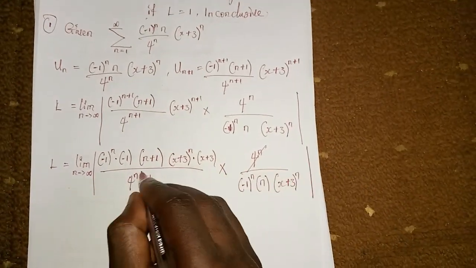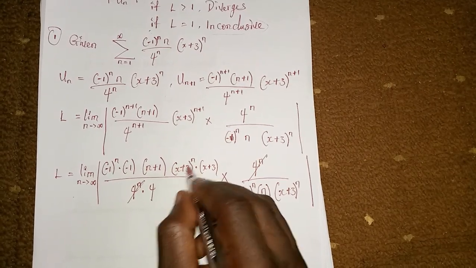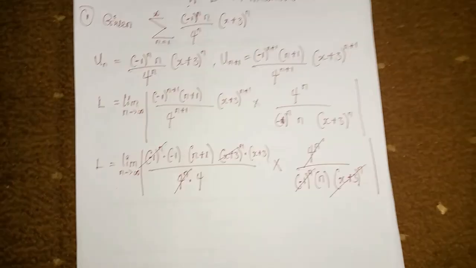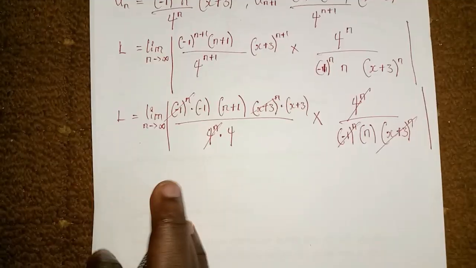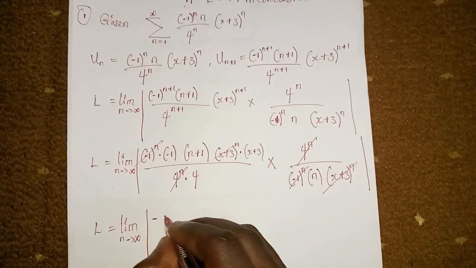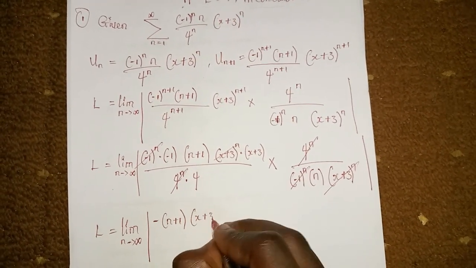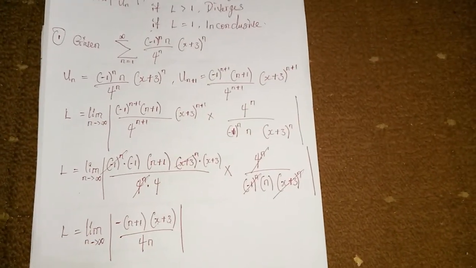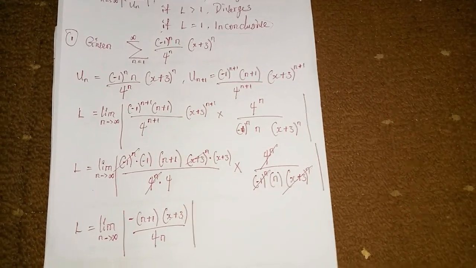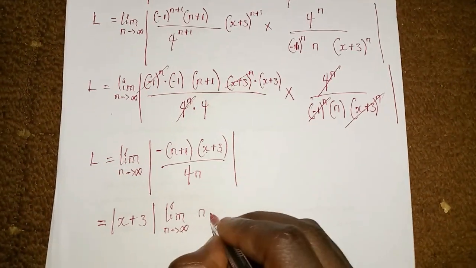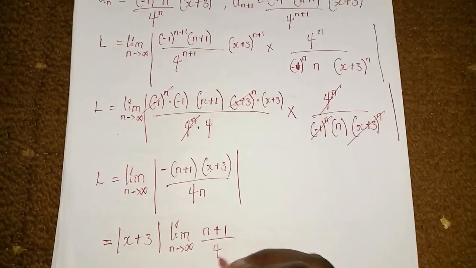Now 4 raised to the power of n cancels out 4 raised to the power of n. Now x plus 3 raised to the power of n cancels out x plus 3 raised to the power of n, and the negative 1 raised to the power of n also cancels out. So now we are left with L is equal to the limit as n tends to infinity of the absolute value of negative n plus 1, that is x plus 3, all over 4n. Now what we do is that x plus 3, we bring it outside. So we have the absolute value of x plus 3, then the limit as n tends to infinity of n plus 1 over 4n. Now the limit of n plus 1 over 4n is simply 1 over 4.